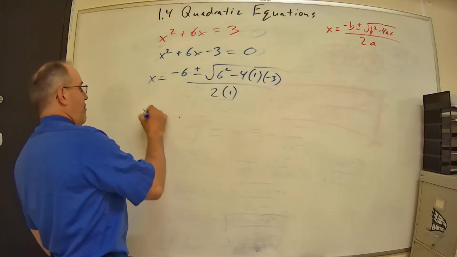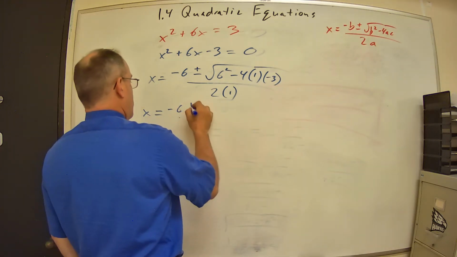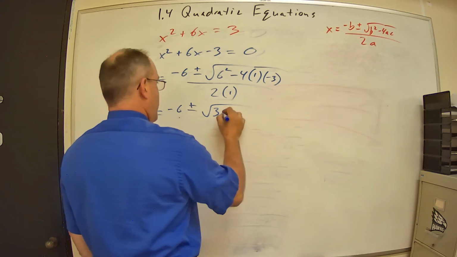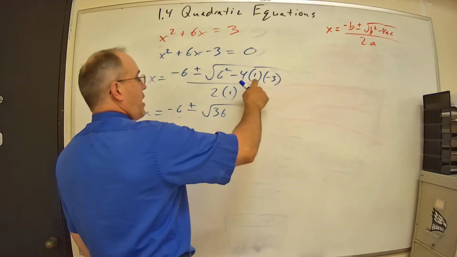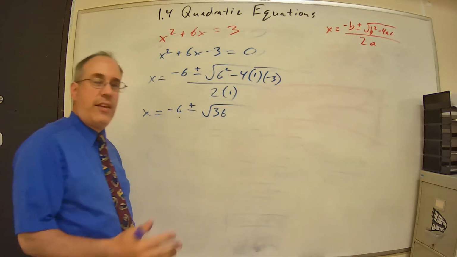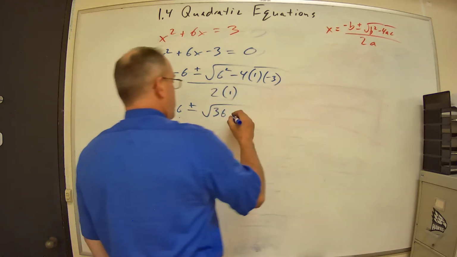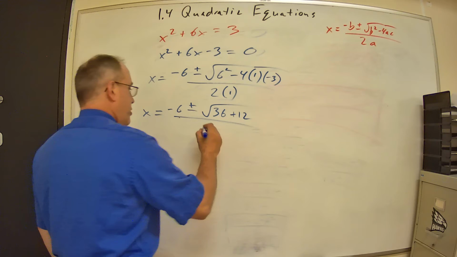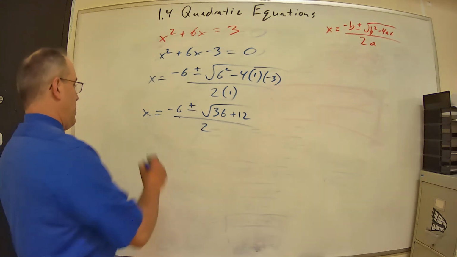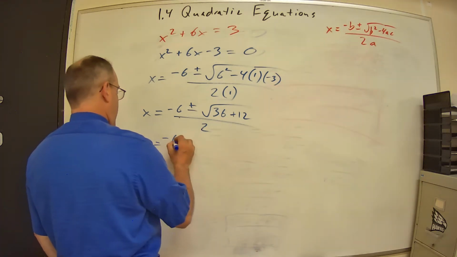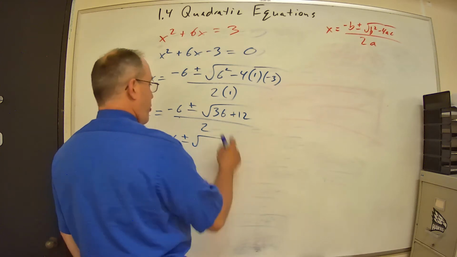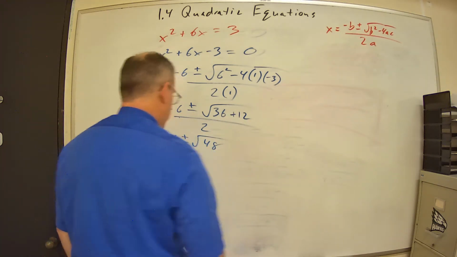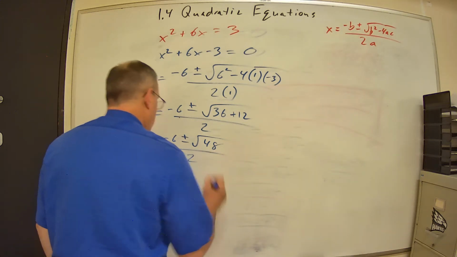Okay, so now that we have that, negative 6 plus or minus the square root of 6 squared is 36. 4 times 1 times negative 3 is negative 12, so minus negative 12 is plus 12. 2 times 1 is 2. x is equal to negative 6 plus or minus the square root of 36 plus 12 is 48, over 2.